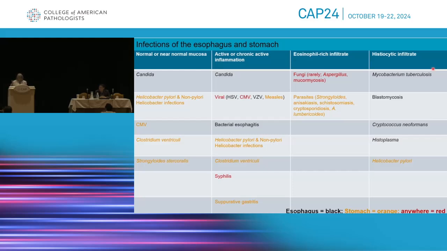And when we think about infections that involve the esophagus and stomach, certainly there are a more limited number of infections, and the overall breadth of inflammatory patterns is also more limited and narrow. But similarly, you can see that normal or near normal mucosa can still be present in the setting of Candida esophagitis and things like Helicobacter pylori. And more classically, we associate active chronic inflammation, for example, with Helicobacter pylori gastritis, but this can also be missed in some settings when the organisms are focal.